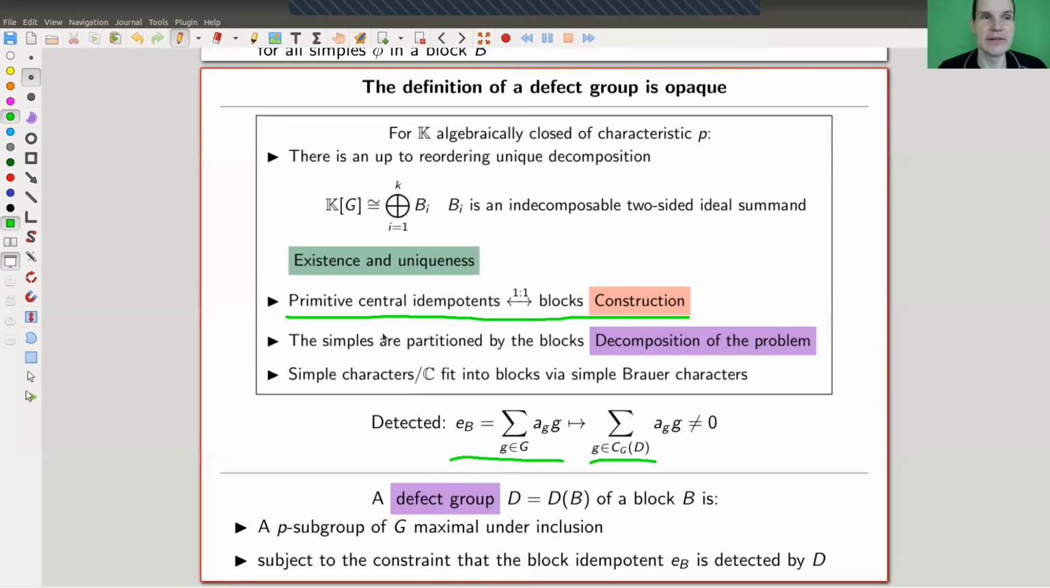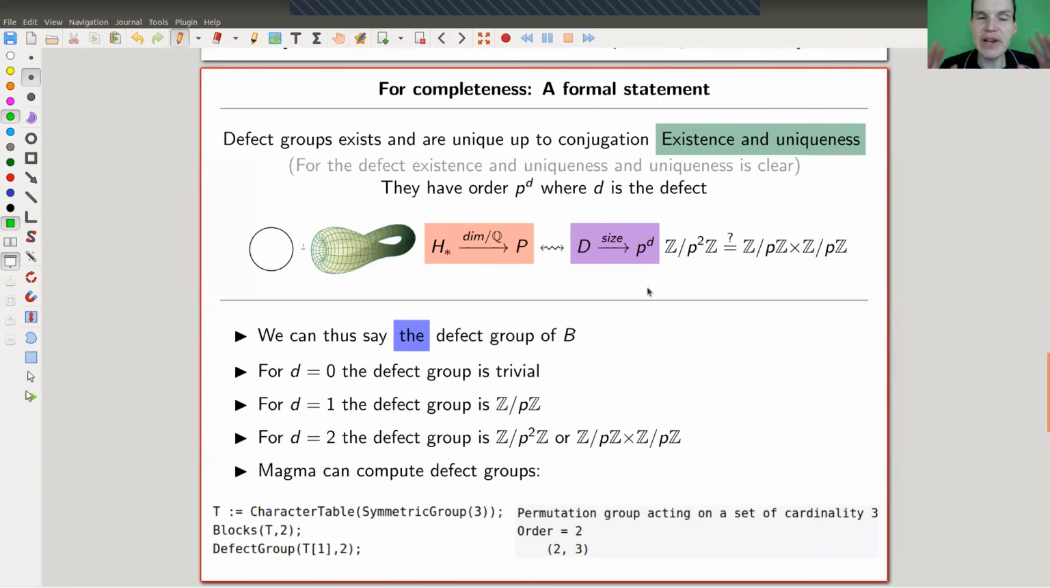And it's an invariant of the block in the following sense. And it really is this analogy of homology or the characteristic or Poincare polynomial. So defect groups exist and are unique up to approximation, which is not obvious at all. I'll give you some examples in a second. And they always have order p to the d, where d is the defect. So in this sense, going from homology, you take the dimension and you go to the Poincare polynomial. And from the defect group, you take the size, just the power of p that appears, and you get the defect. But for example, you can't distinguish those two groups because they're both of order p squared.